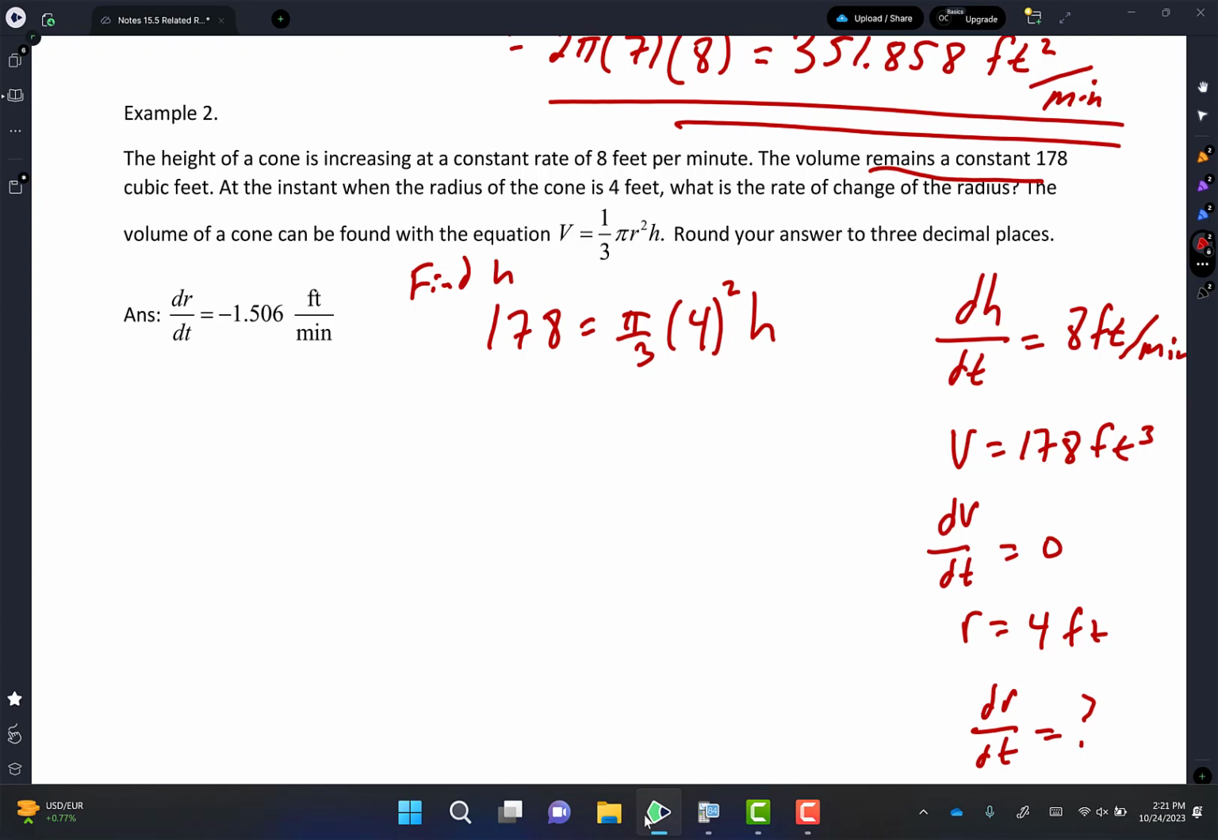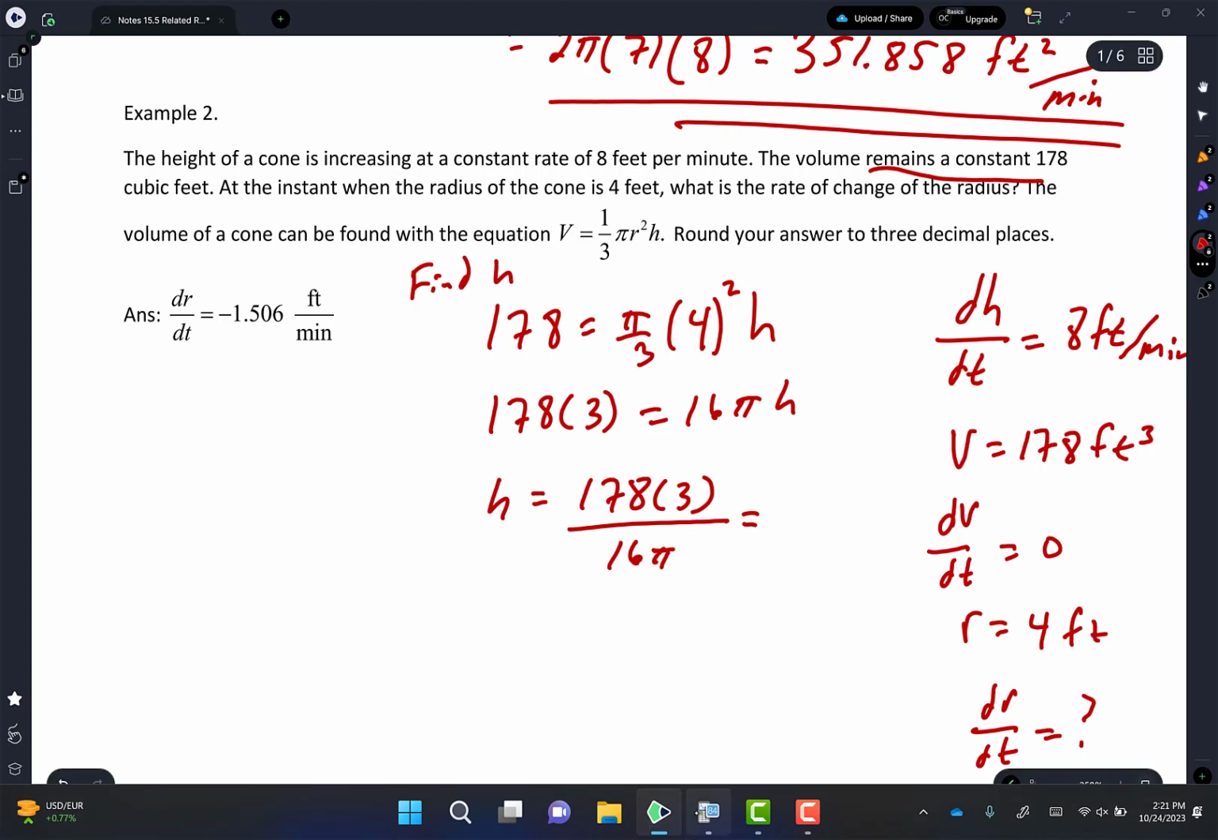All right, here we go, guys. I'm going to go ahead and multiply this by 3. So 178 times 3 equals 16 pi with the h on it. And then to get h by itself, I'm just going to divide by 16 pi. So 178 times 3 divided by 16 pi. Whatever that is, let's see what that is.